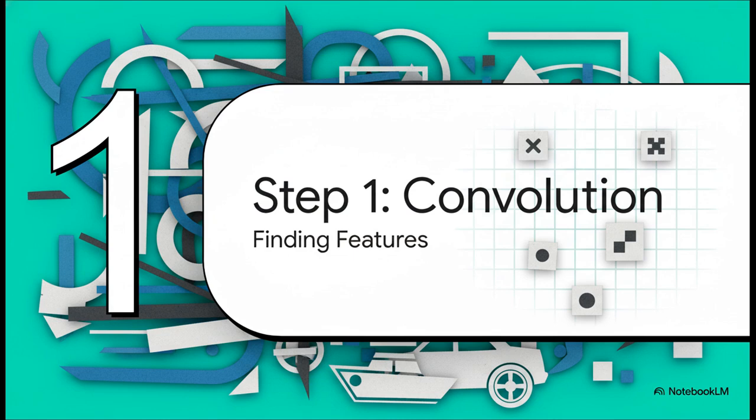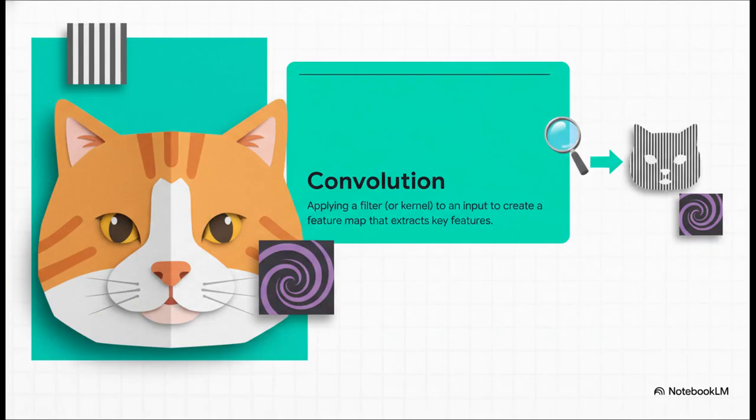So first up is the most important step in the whole process: convolution. The network's first job isn't to see the whole boat. No, it's got to start much smaller. It's trying to find the most basic building blocks of the image, things like simple lines, edges, corners, and curves. So how does it actually find those little features? It uses this really clever process called, you guessed it, convolution.